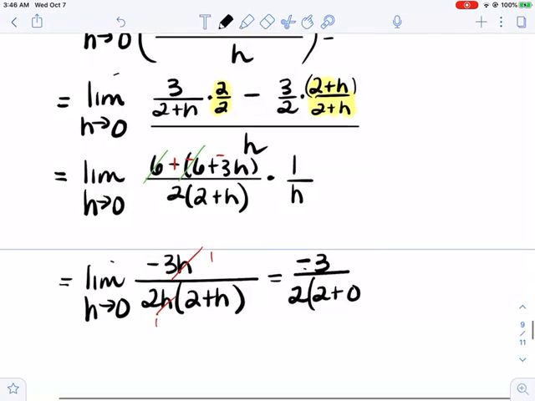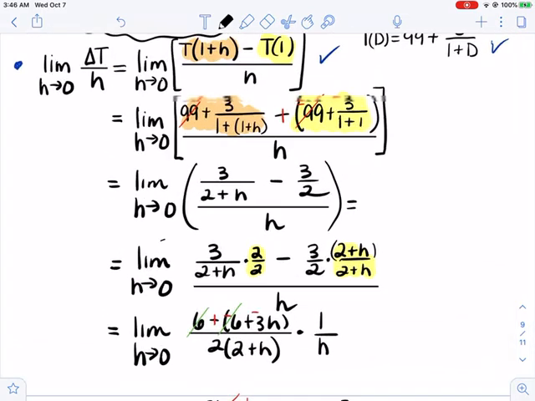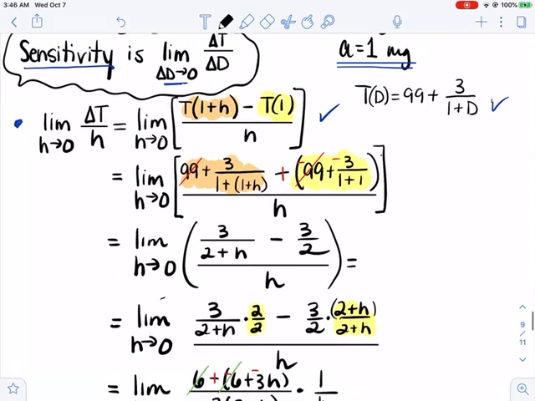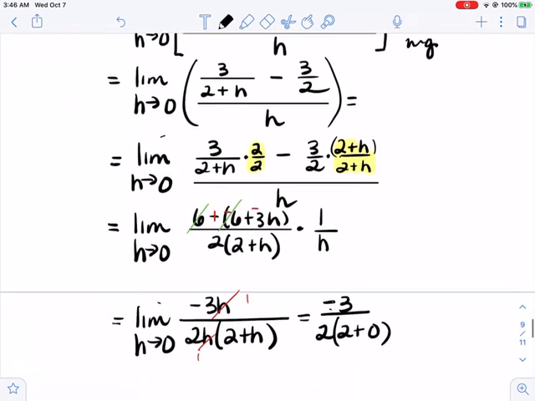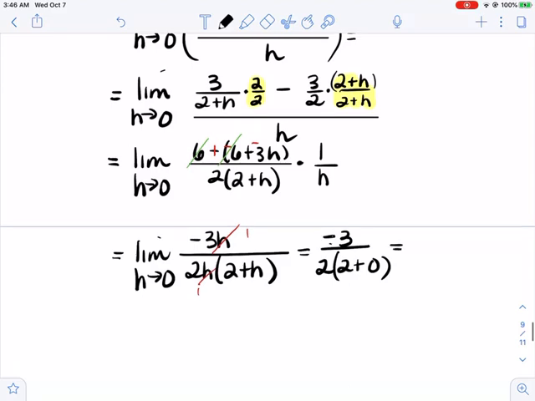Now remember, we have units on this original fraction. So if you're thinking about it, in the bottom what we have are milligrams. It's in dosages, right? And in the top, we have our degrees. That's our temperature, right? Change in temperature over the dosage. So it's degrees per milligram. So let's see what we get. So we get negative 3/4 degrees per milligram.